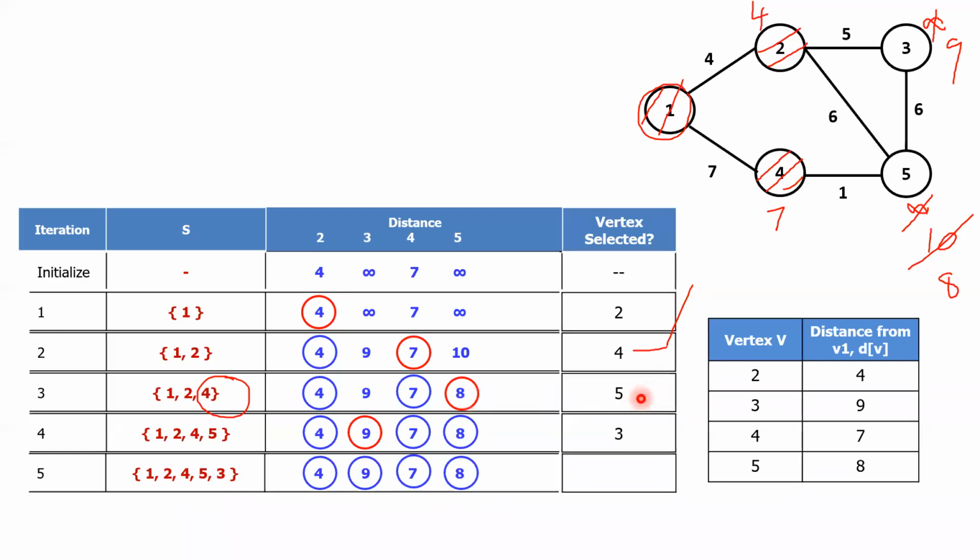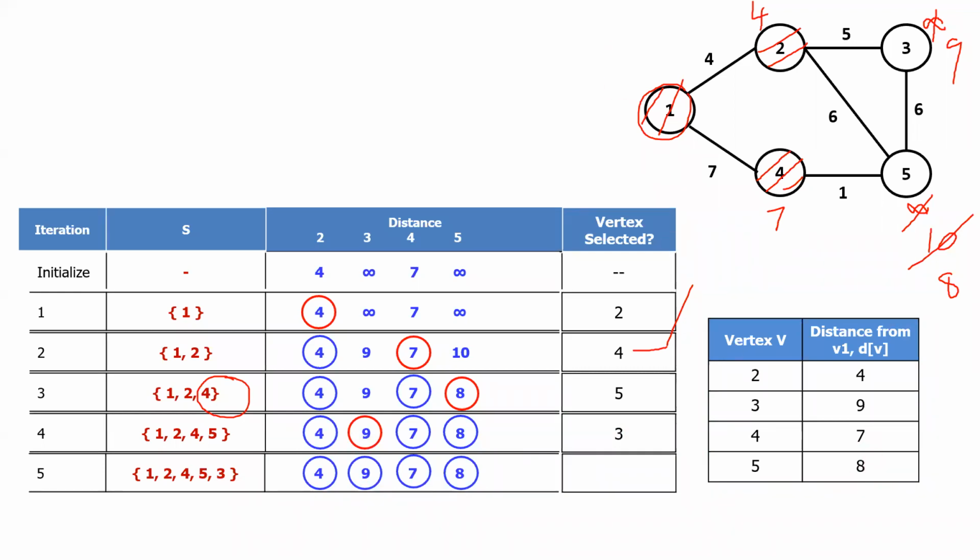Next I have selected node 5. Now node 5 will become visited. Apply the relaxation procedure and update the weights. Then I have selected node number 3. Now node number 3 has become visited. Apply the relaxation procedure and update the weights if necessary. And this will be your final weights 4, 9, 7, and 8, and this is the final table that I have formulated. This is how you are going to solve a problem using Dijkstra's algorithm.